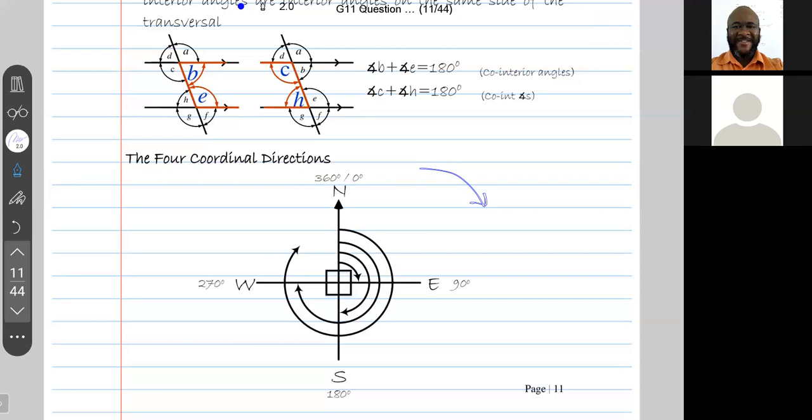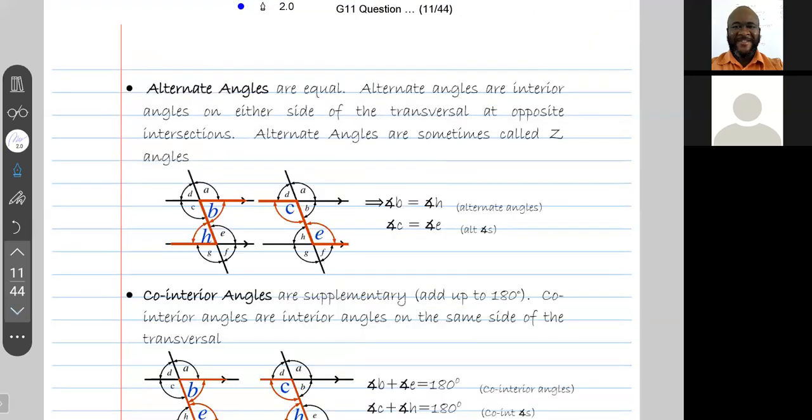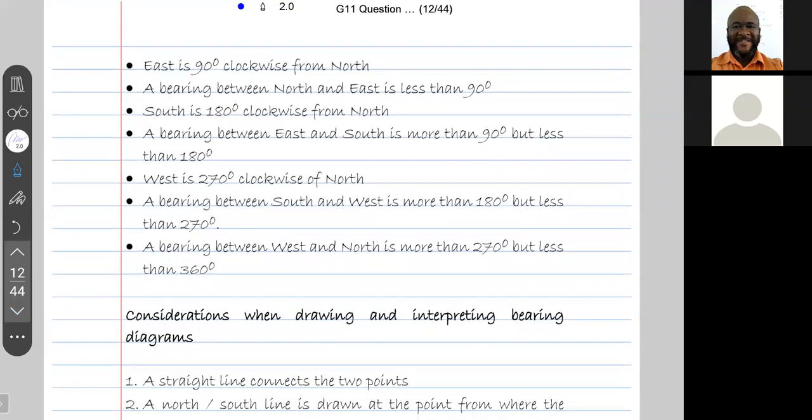East is to the right of north. West is to the left of north. So east is 90 degrees clockwise from north. A bearing between north and east is less than 90 degrees. South is 180 degrees clockwise from north. A bearing between east and south is more than 90 but less than 180. West is 270 degrees clockwise of north. A bearing between south and west is more than 180 but less than 270. A bearing between west and north is more than 270 but less than 360.